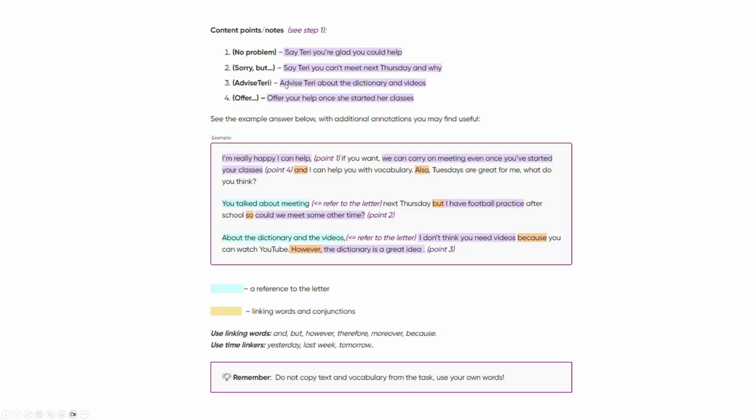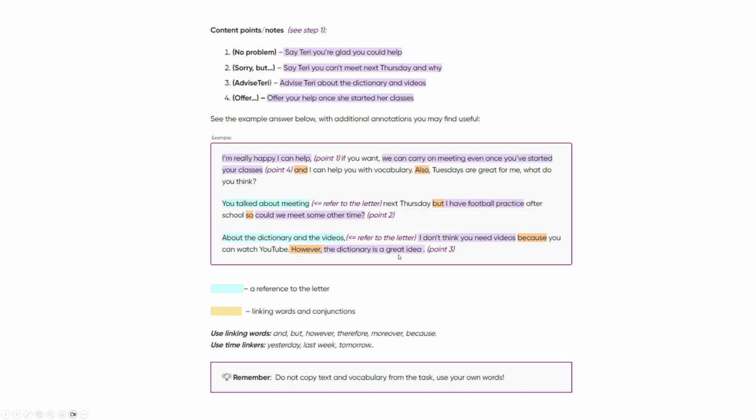She asked for advice on a particular thing. She asked about a dictionary and videos. What do you think? Do you think that it is good for her to use, or not good for her to use? You give the advice, but then give your justification for why. Like in the example here, it says, "I don't think you need videos because you can watch YouTube."